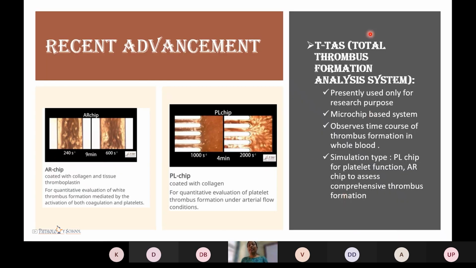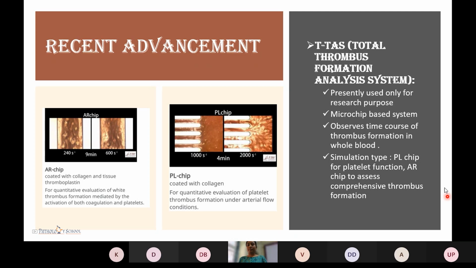Coming on to TTAS, that is Total Thrombus Formation Analysis System, it is one of the recent advancements in the field of detection of thrombotic disorders. It is presently used only for research purposes, which is a microchip based system. It observes the time course of thrombus formation in the whole blood, and it comprises two types of chips, that is AR chip or adenoma chip and PL chip or platelet chip.